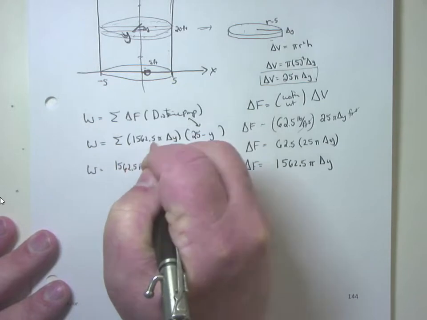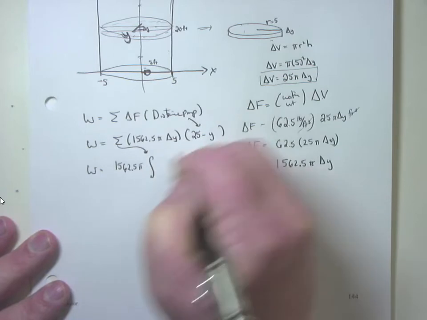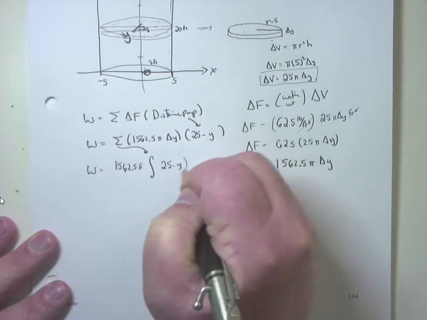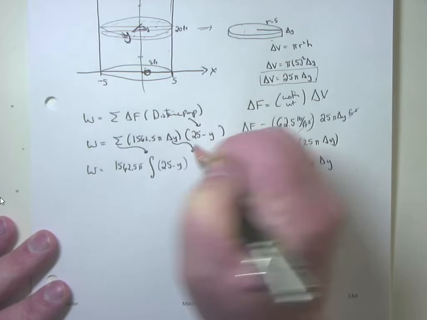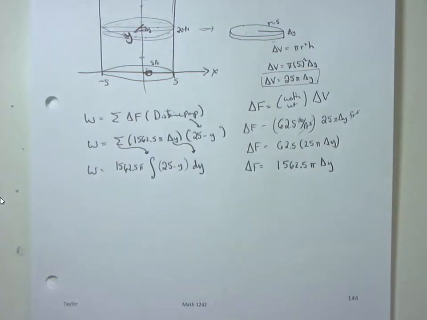1562.5 pi is a constant, goes out front. Summation turns into integration. You've got 25 minus y as your function, and the delta y turns into a dy in the back. And all I got to do now is put the bounds. And I mentioned this to you guys last time. You integrate over the part that you want to remove, where the stuff is you're removing.